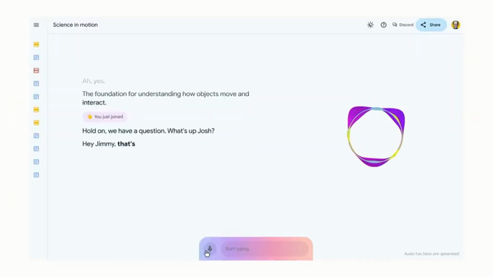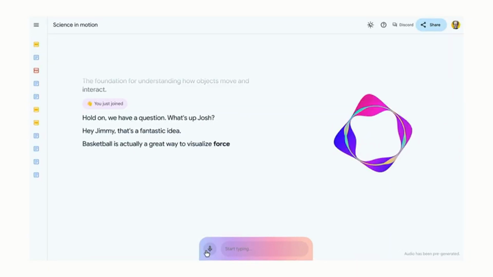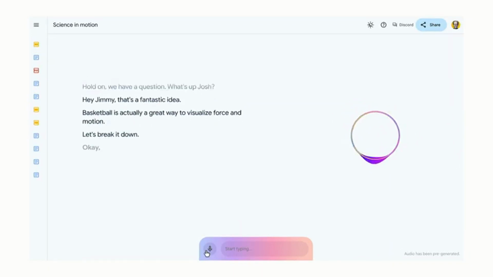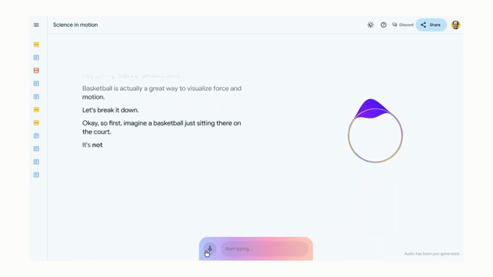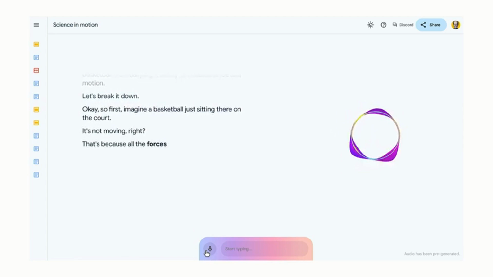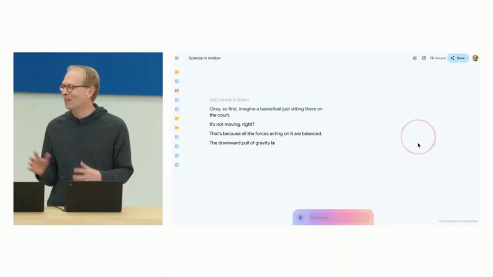Hey, Jimmy! That's a fantastic idea. Basketball is actually a great way to visualize force and motion. Let's break it down. Okay, so first, imagine a basketball just sitting there on the court. It's not moving, right? That's because all the forces acting on it are balanced. The downward pull of gravity. Pretty cool, right?